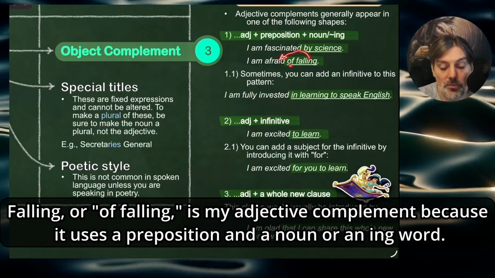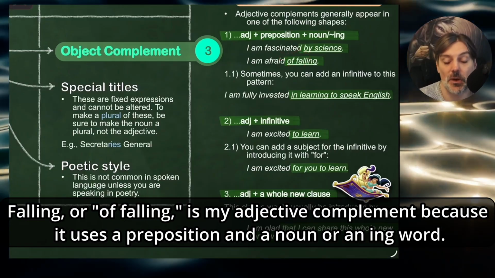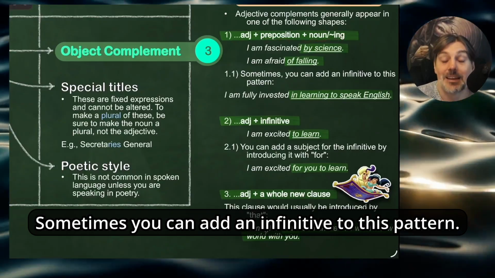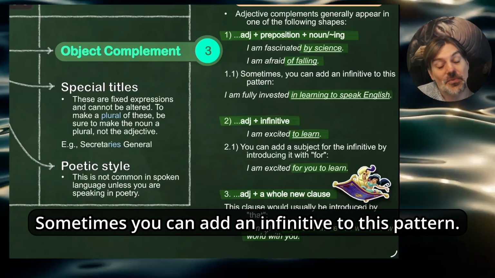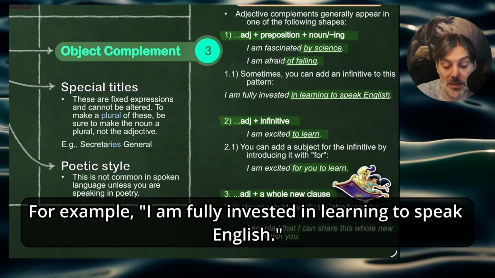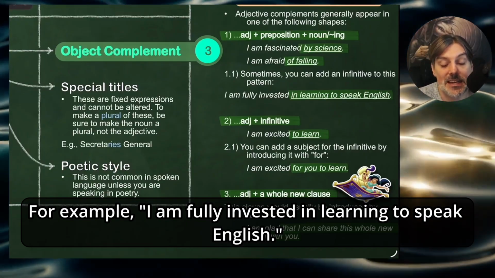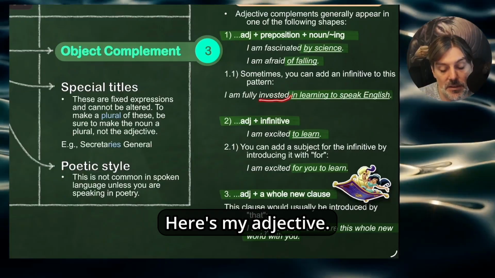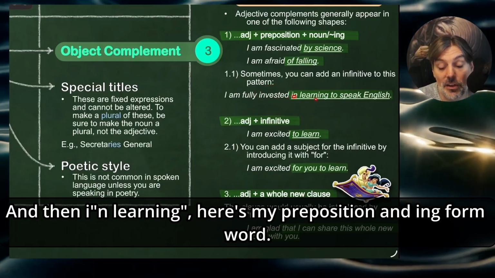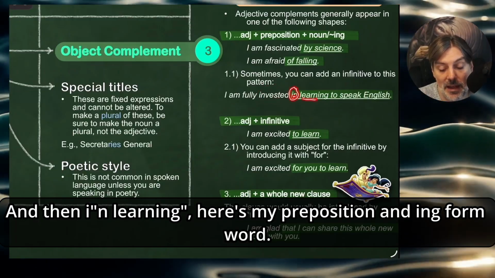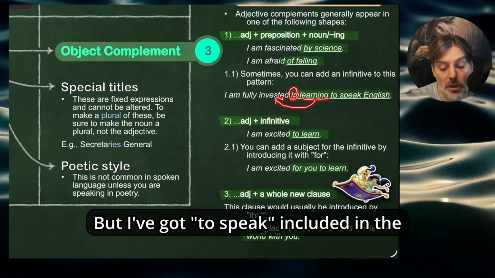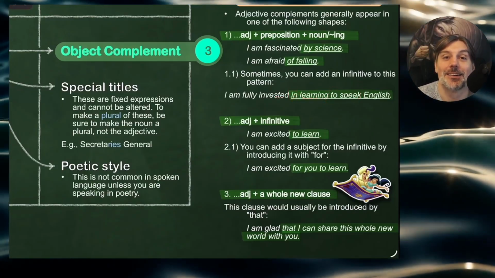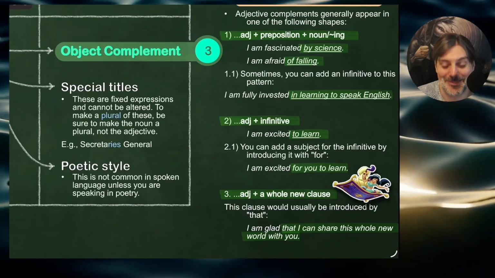Falling, or of falling, is my adjective complement because it uses a preposition and a noun or an ing word. Sometimes you can add an infinitive to this pattern. For example, I am fully invested in learning to speak English. I am fully invested, here's my adjective, and then in learning, here's my preposition and ing form word, but I've got to speak included in the adjective complement.